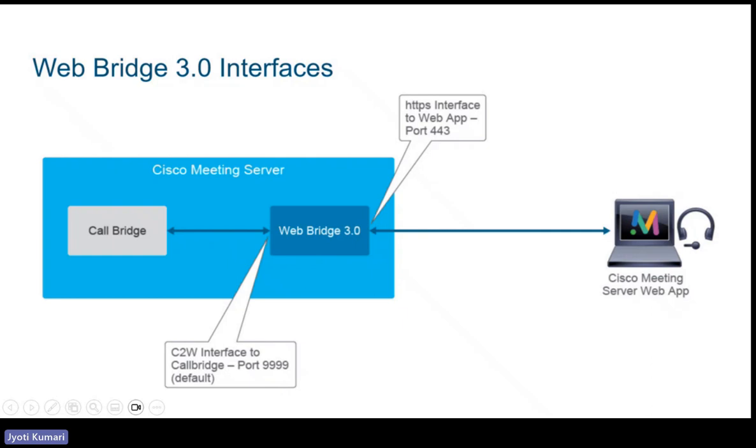So this is the final core service, which is the WebBridge, and WebBridge is like the host. It is hosting the customers to be able to access the meeting server web application. When a user enters a web app URL in the browser, an HTTPS connection is built to the WebBridge on port number 443. On the server, when it starts, the WebBridge also establishes a C2W protocol. This is a bespoke Cisco proprietary protocol that works between the Callbridge and the WebBridge, which is resolved with port 9999 by default.